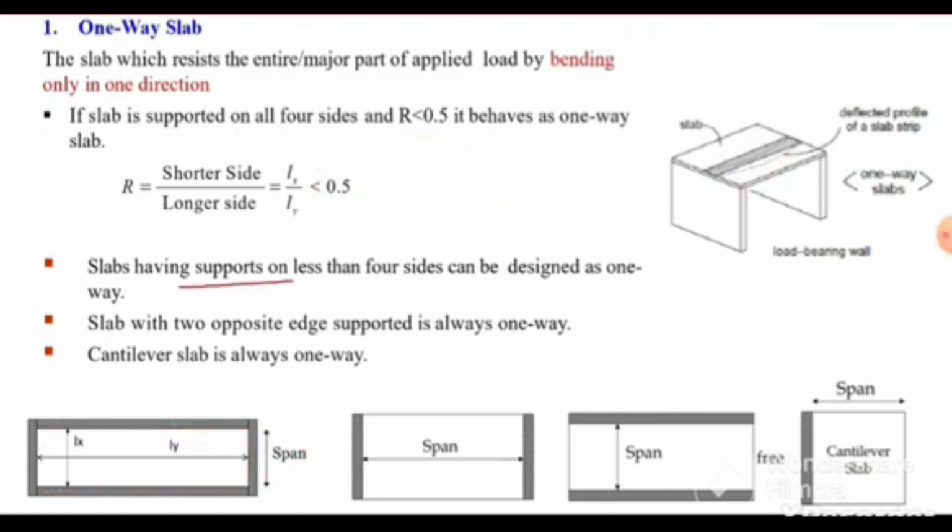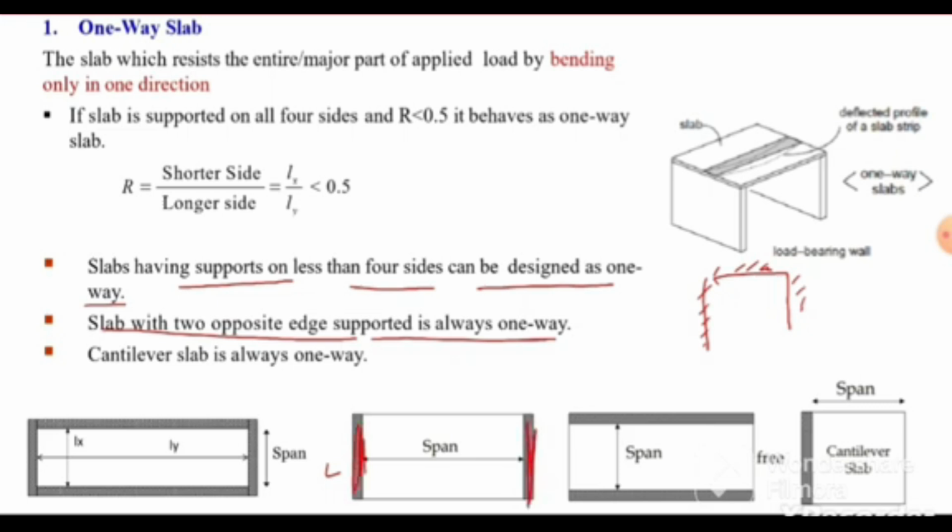A slab having supports on less than 4 sides can be designed as a one-way slab. For example, if we have a slab and it is supported on 3 sides, then we can design this slab as a one-way slab. But if the slab is supported on two opposite edges, it will always be considered a one-way slab. For example, in this figure, it is supported on these two opposite sides. So in that case it will be considered a one-way slab and it will be bending in this one direction. And the spacing between these supports will be considered as the span of the slab.